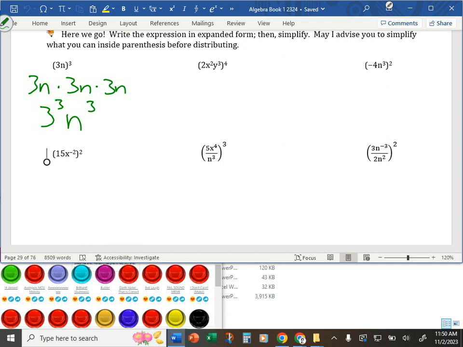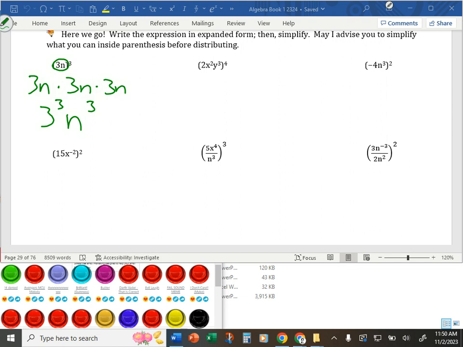Where that comes from is that if we're cubing this entire thing, 3n means it's 3n times itself, like we have written up here. How many 3's do we have all being multiplied together? 3 of them. 3 cubed. How many n's do we have all being multiplied together? 3 of them. That's where the n cubed comes from there.